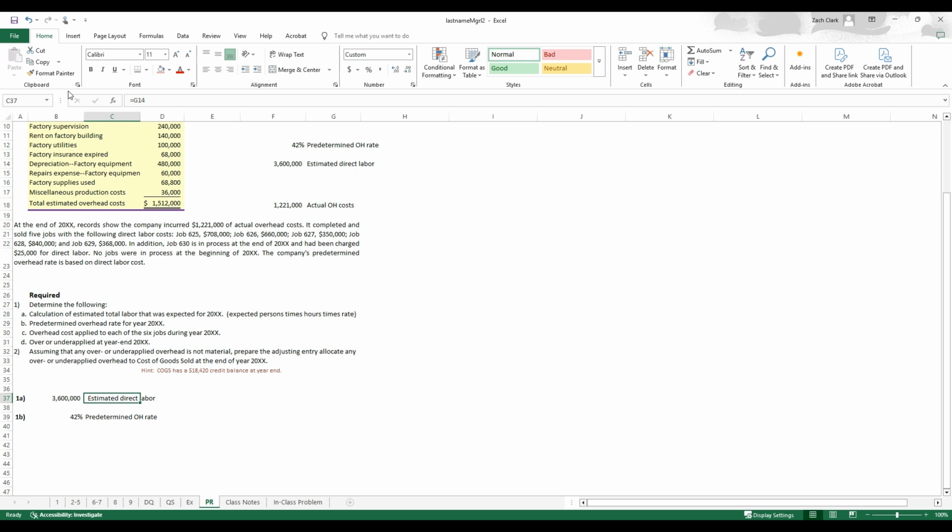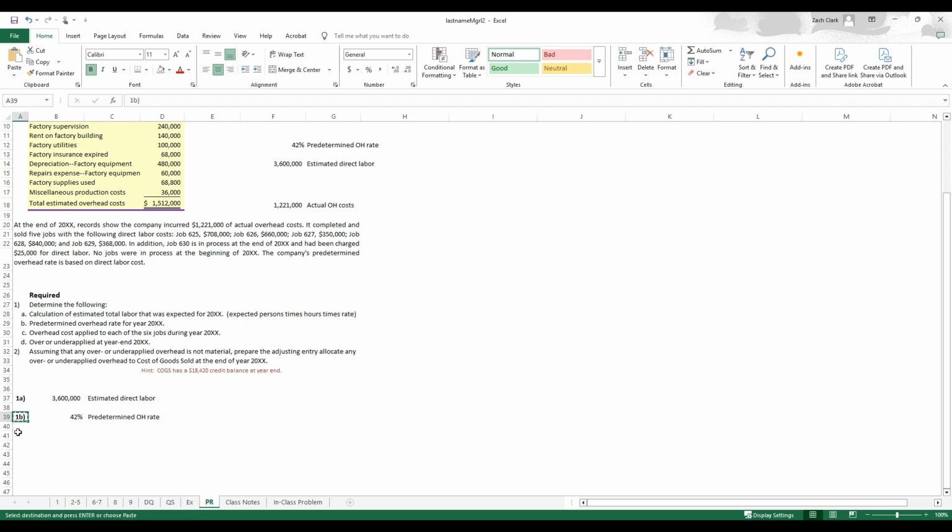Oh, that's kind of funny. See how that one's slightly more indented? The formatting is a little different. So I'll just do the format painter to make those line up better. Okay. And again, how we did that was we took our total estimated overhead cost divided by our total estimated direct labor, right? And that got us the 42%.